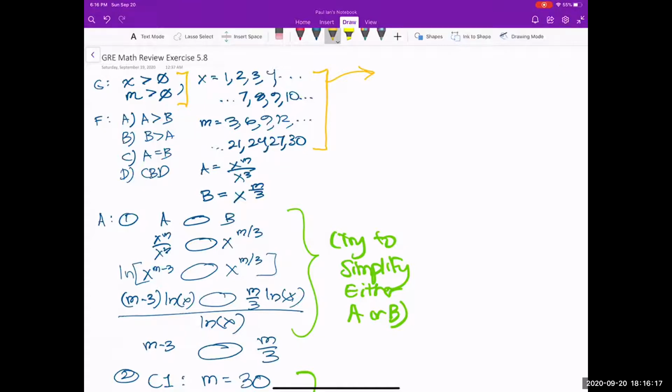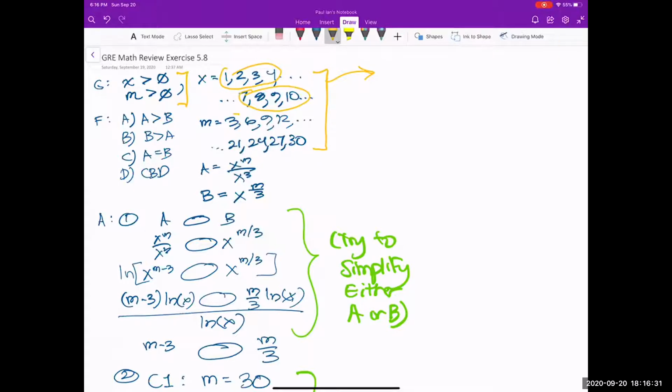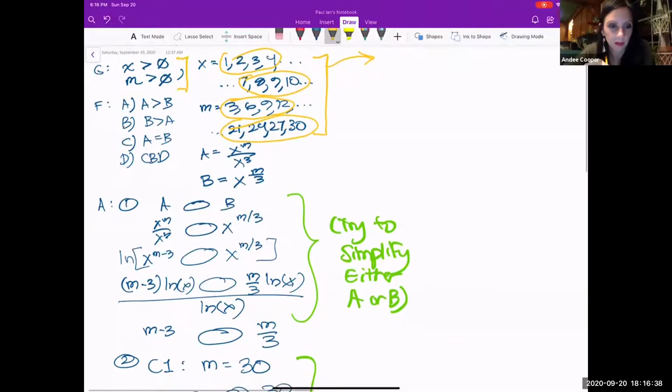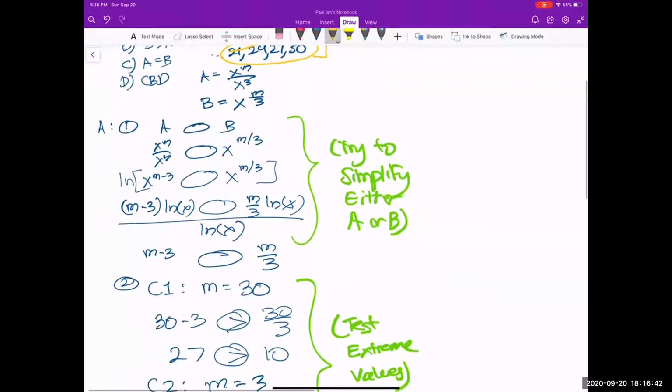Right. So if it can be anything, why don't you just pick very easy numbers? So I did 1 to 4 for my low end, and then high end 7 to 10. And then I match that with the same index, like 3 to 12 for m, and 21 to 30 for my high end. For m, yeah. So that's just me setting that up, and then now let me simplify it.